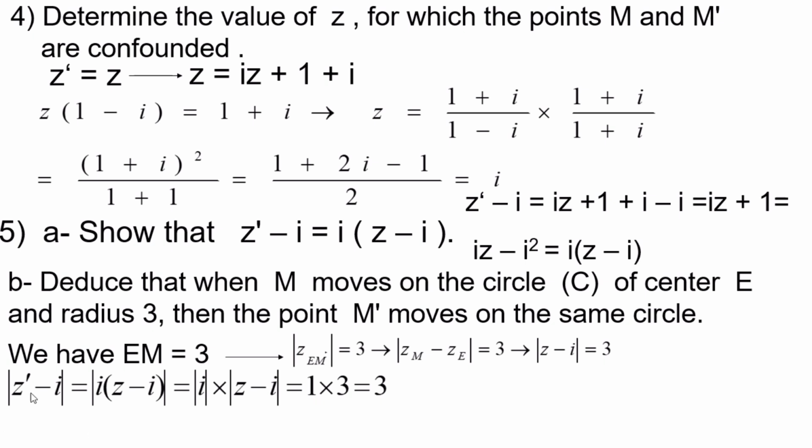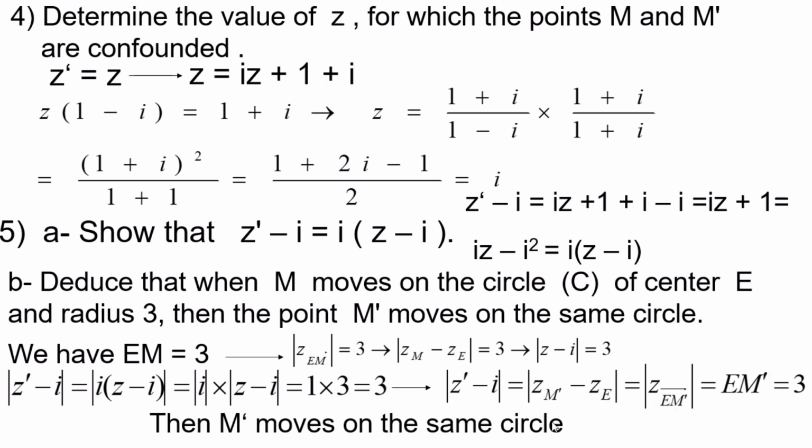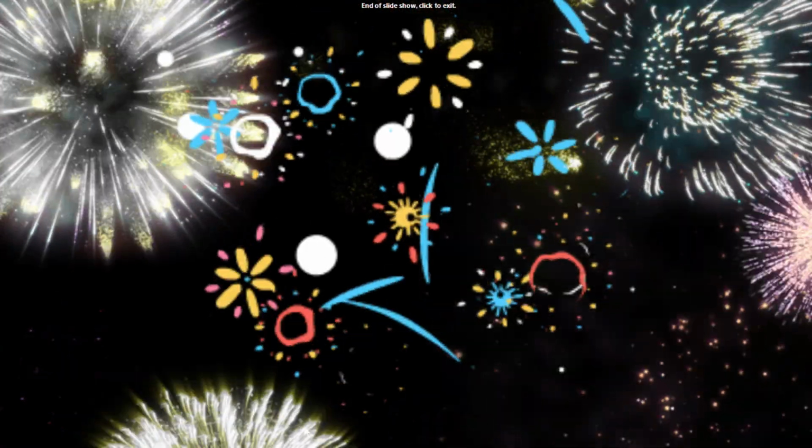So here we have EM prime. EM prime equals 3. Here Z_M prime minus Z_E, the modulus is EM prime. EM prime equals 3. The locus of M prime is the circle of center E and radius 3. Same circle. Thanks for following and good luck.